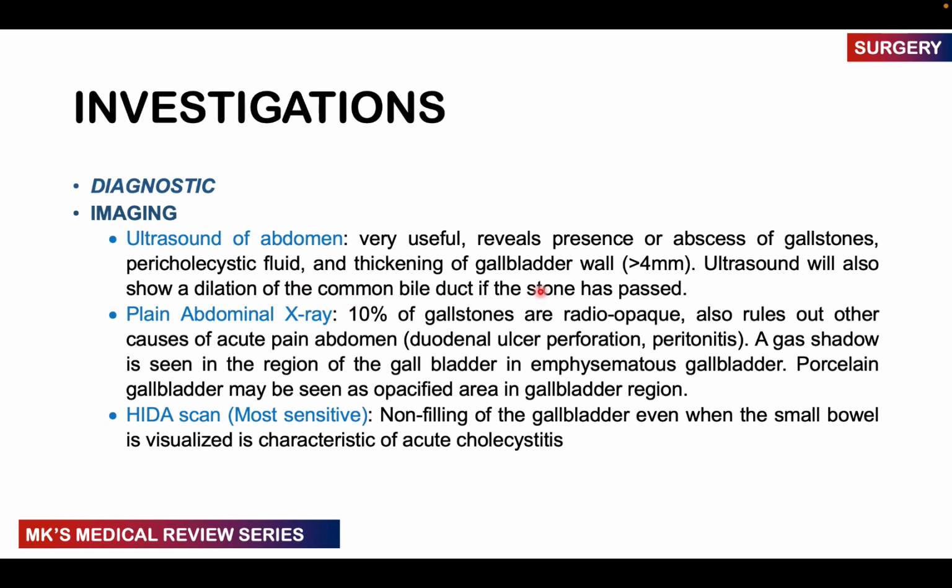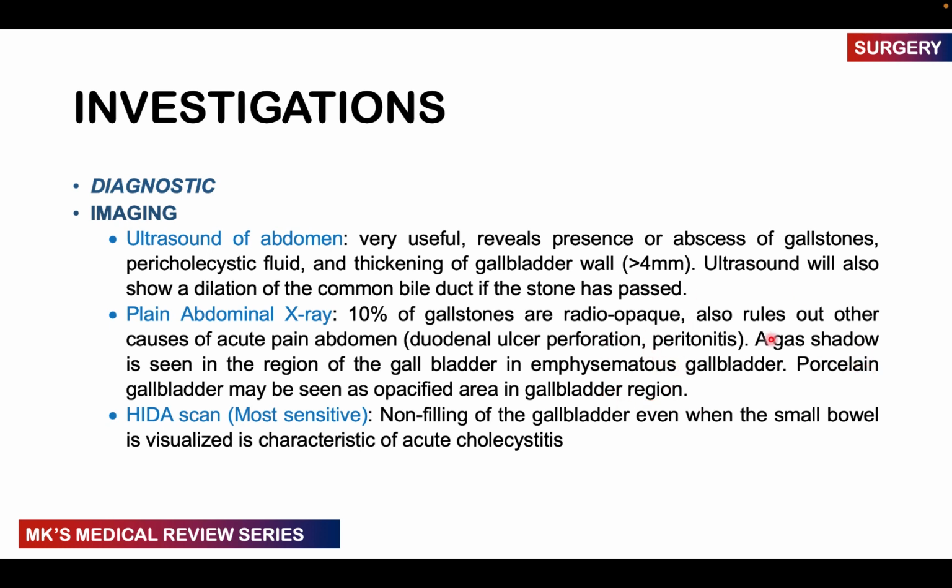Then you also want to get a plain x-ray, and in about 10% of cases, as you already know, gallstones are radiopaque, so you may actually see them on the x-ray. This also rules out other causes of acute abdominal pain, such as a duodenal perforation, where you're going to see air under the diaphragm. In some cases, depending on how you're taking the x-ray, but most commonly you're going to see this on the chest x-ray. You may also see a gas shadow in the region of the gallbladder, which emphasizes that there's an emphysematous gallbladder, which is kind of like an emergency.